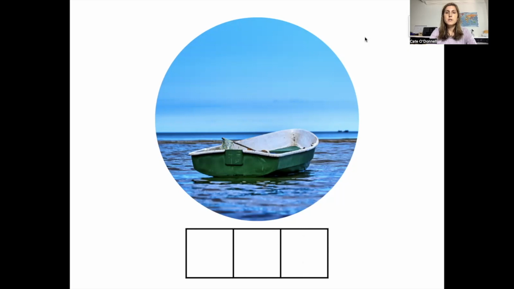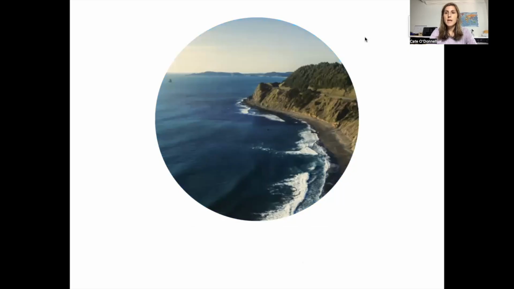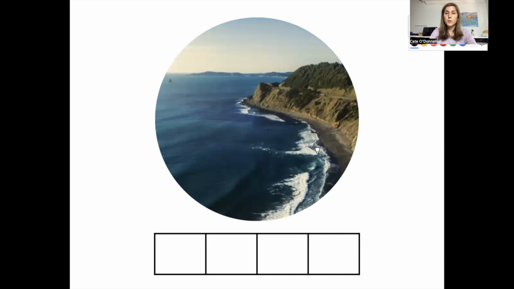Our next picture, this is a coast. Coast. The coast is where the ocean meets the land. The word is coast. How many sounds do you hear in the word coast? There are 4 sounds in the word coast. What's the first sound you hear? K, k.